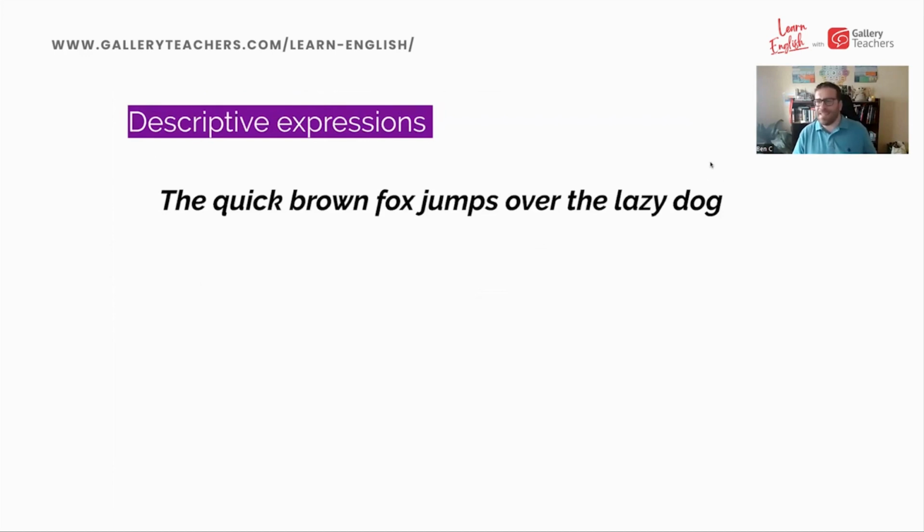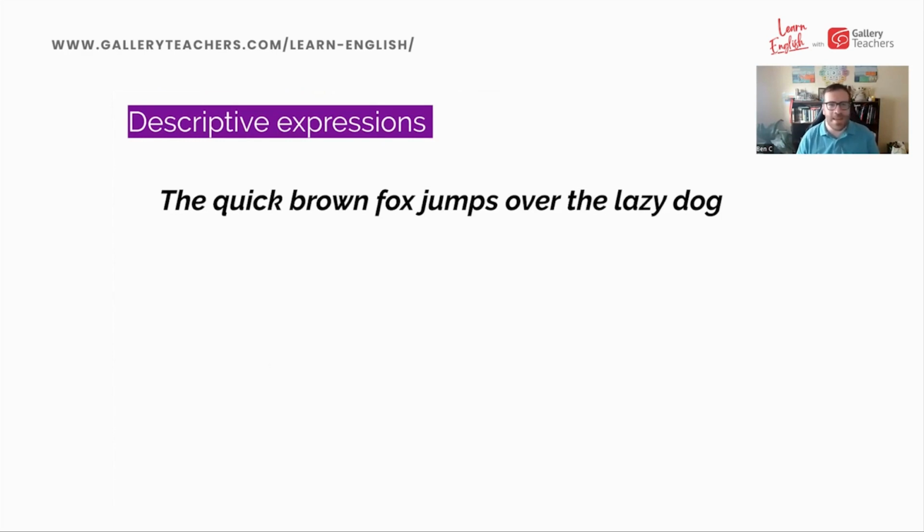Okay, what about descriptive expressions? This is quite a famous one. It's called a pangram because this sentence contains every letter from the English alphabet. The quick brown fox jumps over the lazy dog.